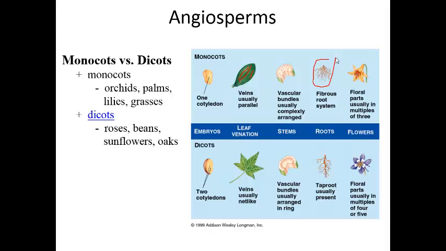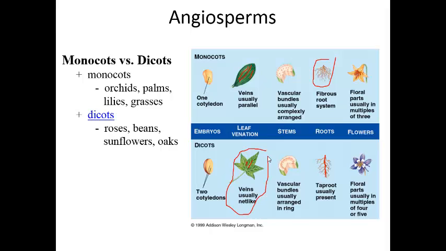Dicots tend to be the bigger angiosperms. They have this really thick central taproot here that's going to anchor them into the ground and will allow them to grow a lot larger. Usually a dicot has branching veins in its leaves. Here you see a really normal dicot. This is a maple tree.